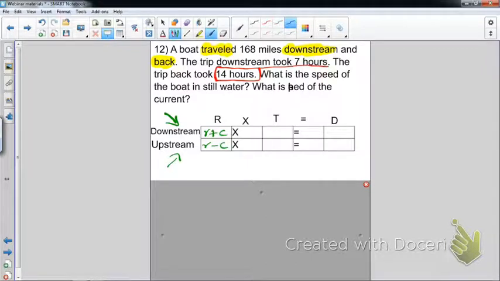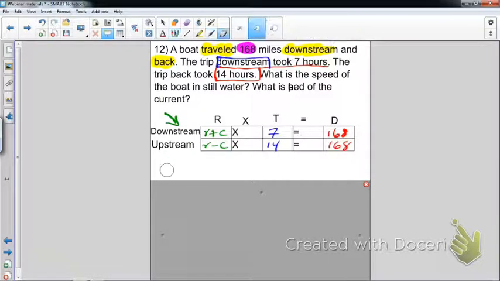The time going downstream, it says right here, I'll put it in blue so that you can see, downstream it took 7 hours, as opposed to going back, meaning going upstream, it took 14 hours. Okay, so what are we talking about? We're talking about a distance, and what is the total distance that we have? The total distance that we have, I'll highlight it with purple here, is 168. So we have 168 miles that we need to travel. Okay, let me erase that so I can make myself a little room.